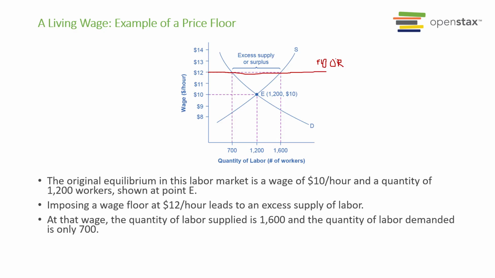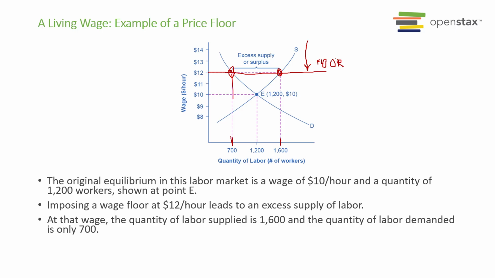So that's the price floor, meaning the price cannot go below this. This is the lowest that the wage can go. And what you're going to see is that this results in this many people who want to work right here, 1,600. But you only have this many jobs available at $12 an hour, which is over here. And there are only 700 jobs available.